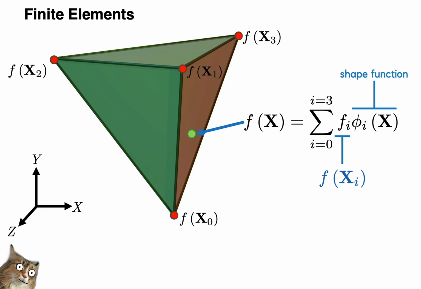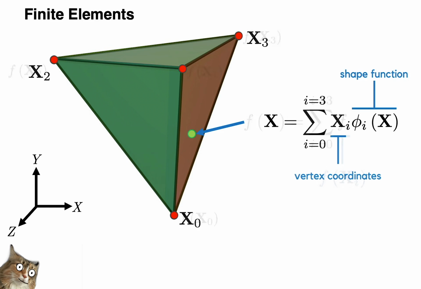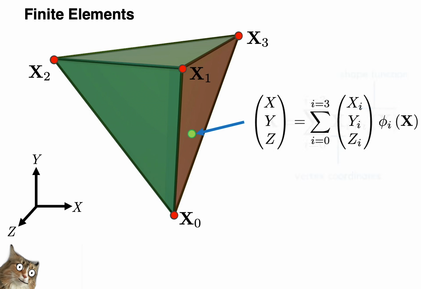So what are these functions? How can we find them? Well, let's see if we can compute them. Now, our tetrahedron has position values at each vertex. Let's say we approximate this position function at some point in the tetrahedron, capital X. It would be great if the approximation returned the exact same point. Maybe we can use this insight to actually compute our shape functions.